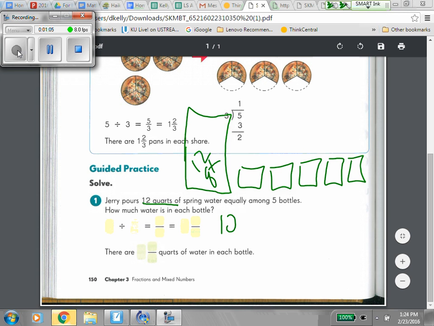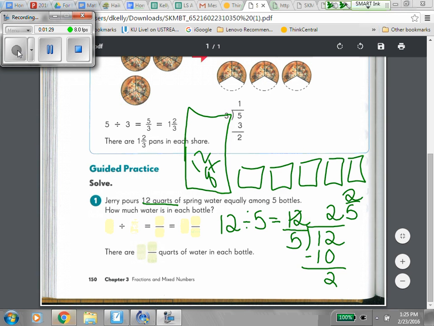Well, you would have 12 quarts divided by 5 bottles equals 12 divided by 5. That's what that improper fraction is going to look like here. And we're going to put the 12 in the division hut. How many 5s are in 12? 2. 2 times 5 is 10. Subtract. The answer is going to be 2 and 2/5. So if you start out with a 12-quart bottle of spring water, you're going to divide that equally among 5 smaller bottles. How much is in each bottle? And the answer is 2 and 2/5 quarts of water in each bottle.